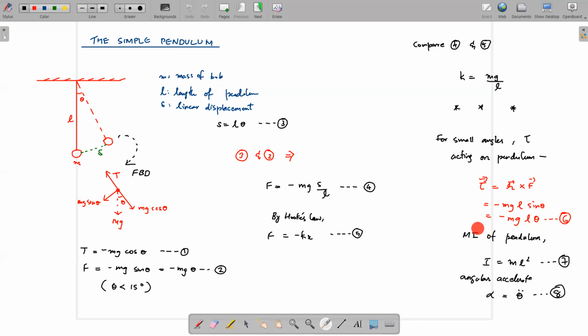And moment of inertia of the pendulum. Moment of inertia equation we have learned already, which is I equal to mr square, right? So in this case, it will be ml square. Okay, and what is angular acceleration? It's the change in angular velocity, right? That is theta double dot. Theta's second derivative is what is called angular acceleration. Yeah, which we can denote with the letter alpha. Okay, I hope things are clear until this.